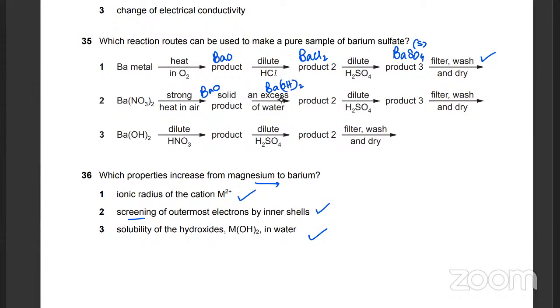And then barium sulfate. So you get barium sulfate again. It's insoluble. And so what is this one? This is going to be barium nitrate, which is soluble, and then barium sulfate. So all three are making barium sulfate.